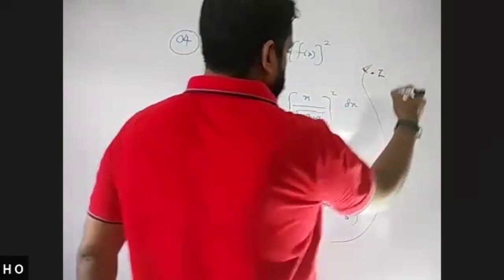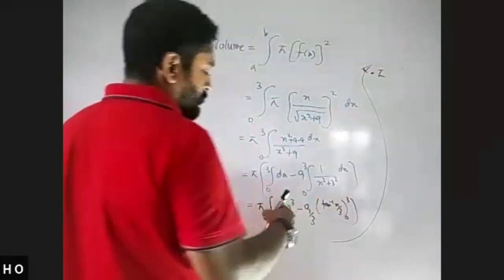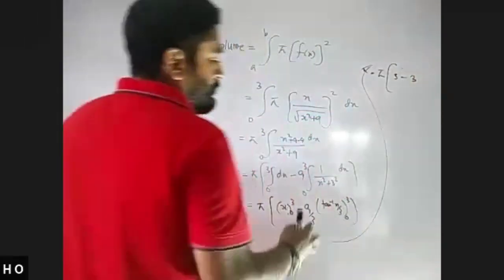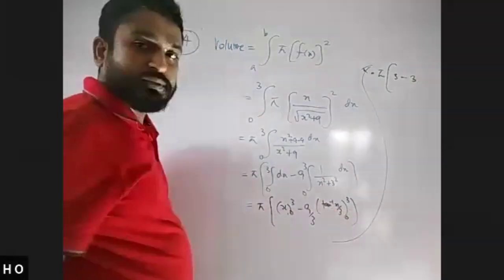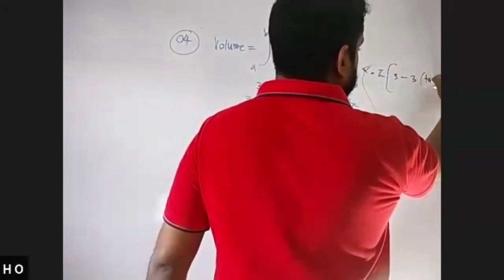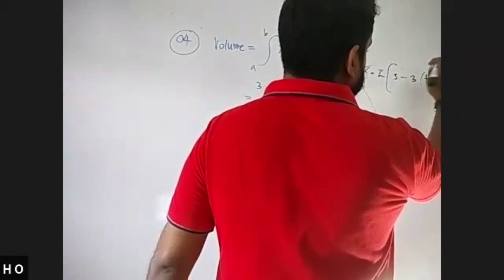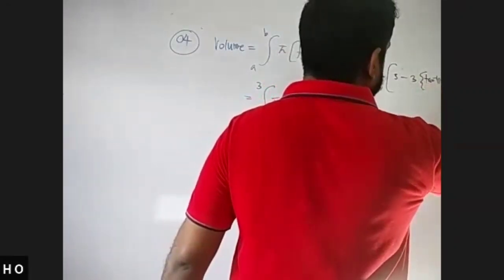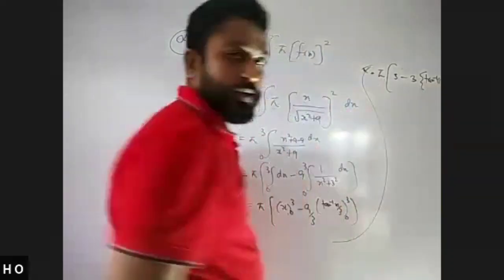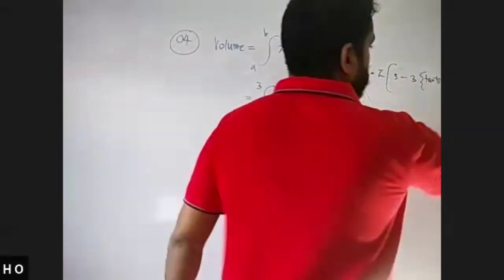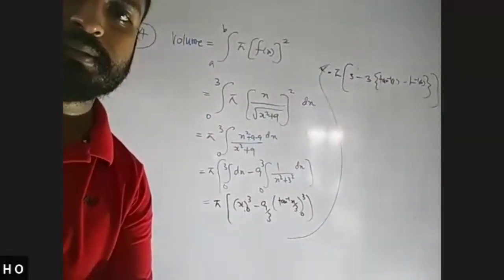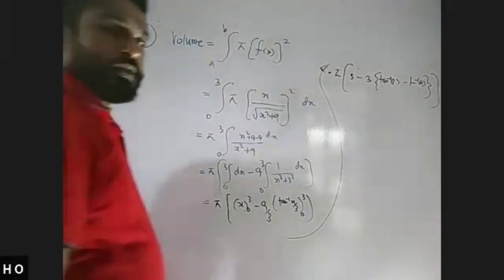So applying the limits 3 to 0, x is 3 minus 0, which is 3, minus 9 by 3 is 3, tan inverse 1 minus tan inverse 0. So it is obviously tan inverse 1 minus tan inverse 0.